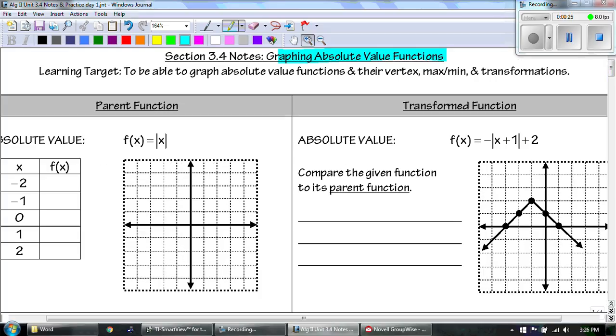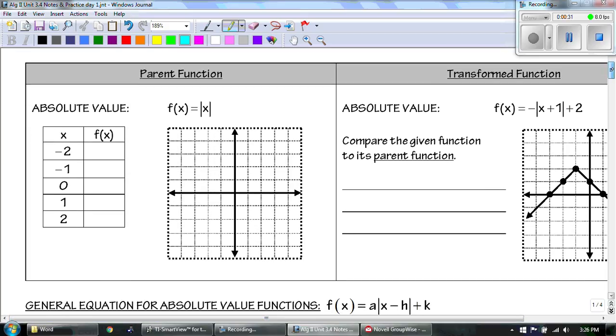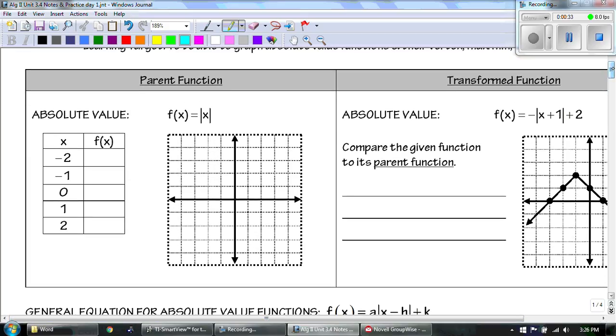Now we know that absolute value is a distance a number is from 0. So the parent function is kind of like the basic function. There's no bells and whistles. There's nothing before, nothing after, just the absolute value of x.